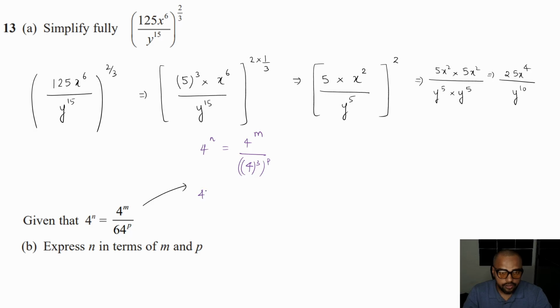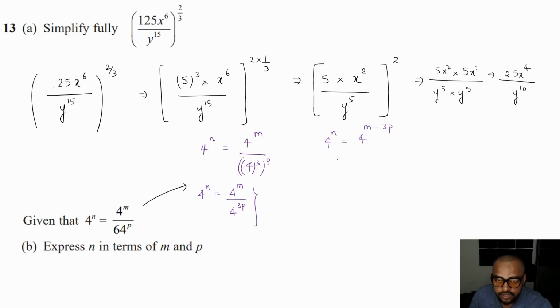So 4 raised to the power n is equal to 4 raised to the power m upon 4 raised to the power 3p. The powers will get multiplied. So what will be left here? We will be applying the laws of exponents on the right hand side. On the left hand side, we'll be getting 4 raised to the power n. On the right hand side, applying laws of exponents, 4 raised to the power m minus 3p.